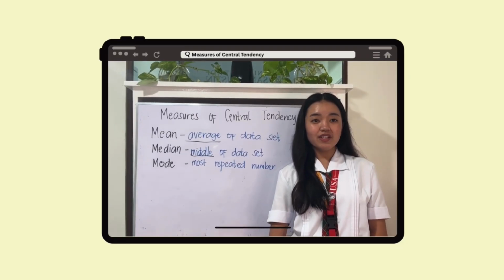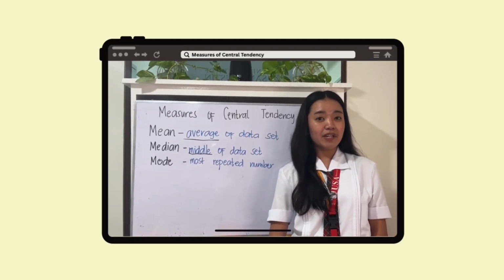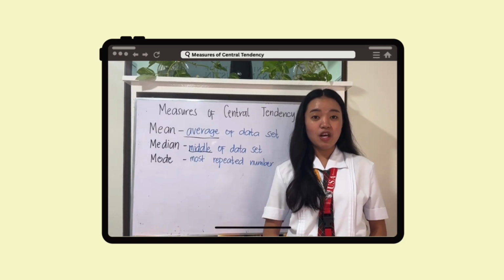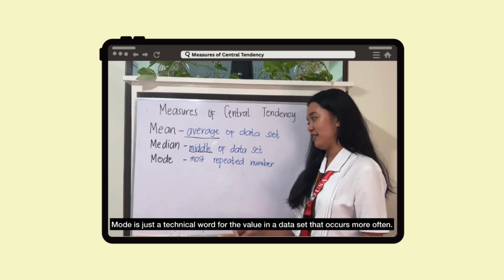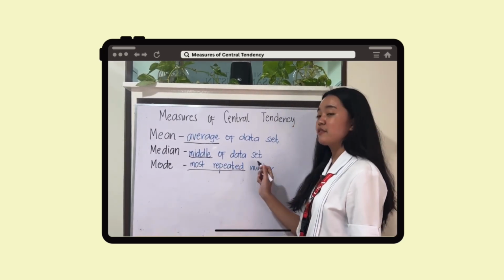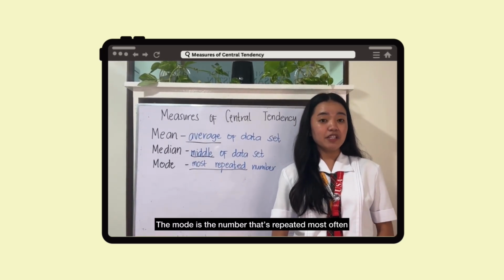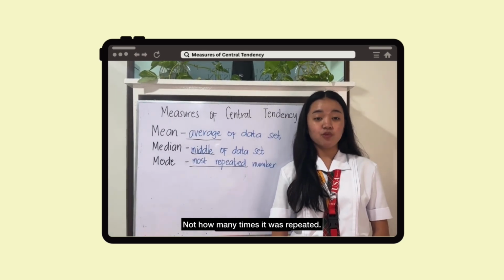Okay, so now you know the difference between the mean and median. But what about the mode of a dataset? Well, mode is just a technical word for the value in a dataset that occurs most often. The mode is the number that's repeated most often, not how many times it was repeated.